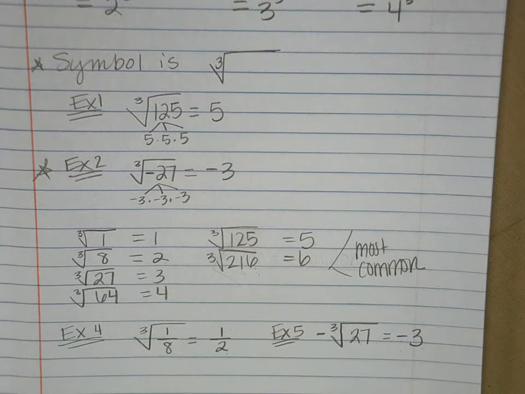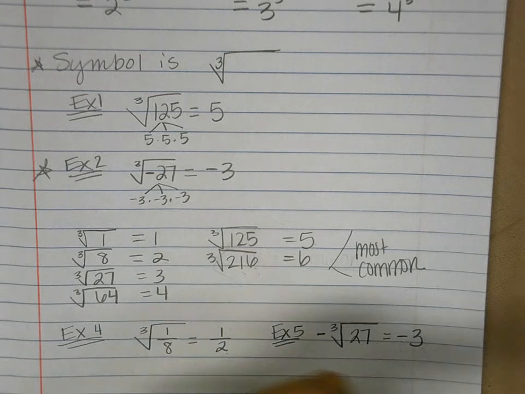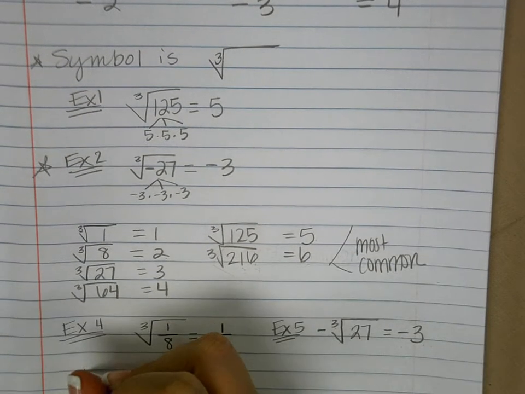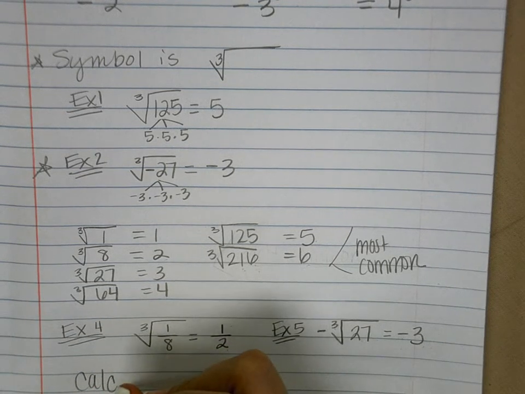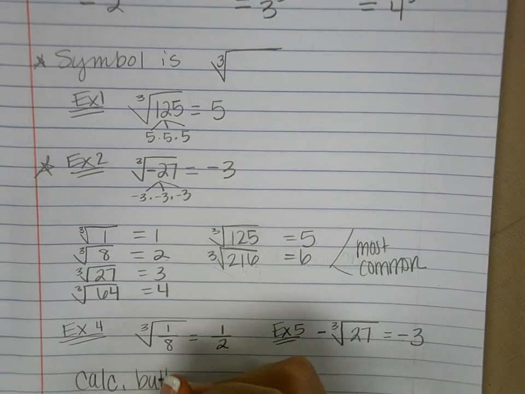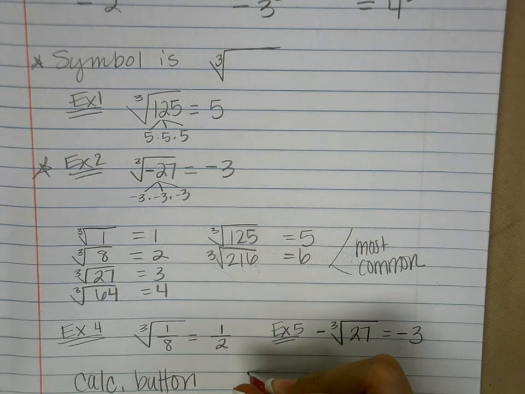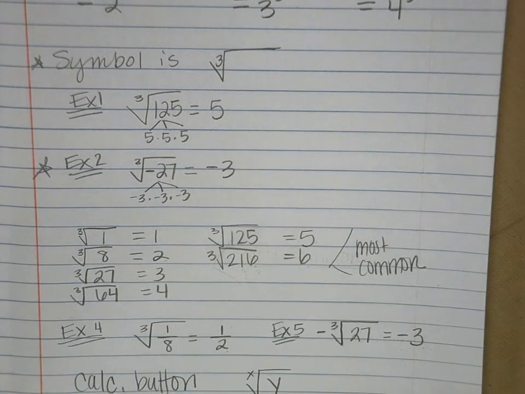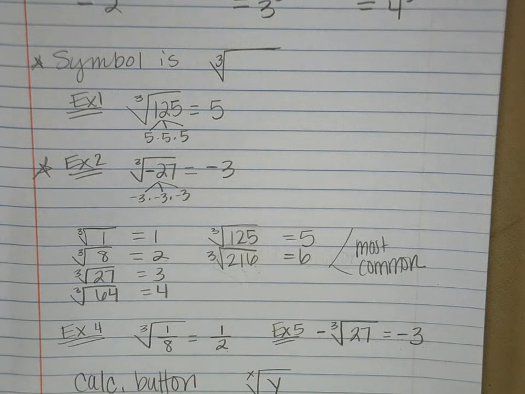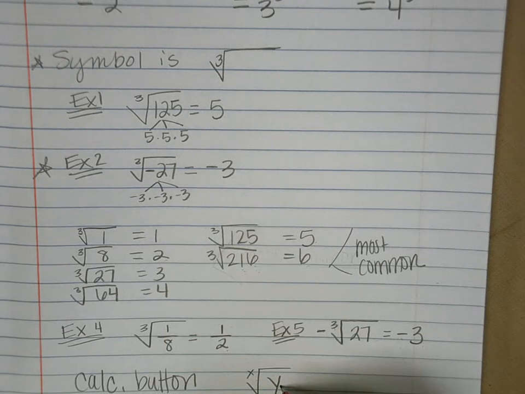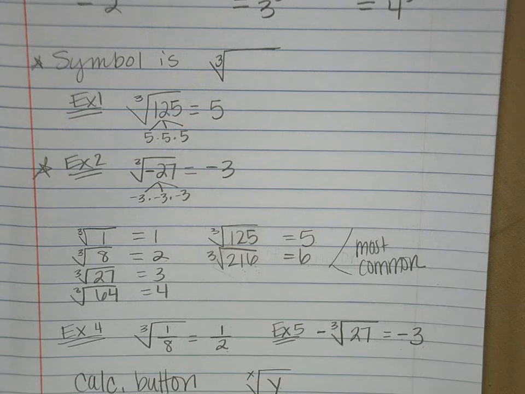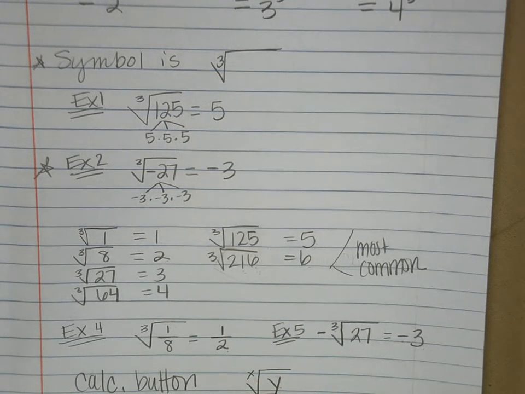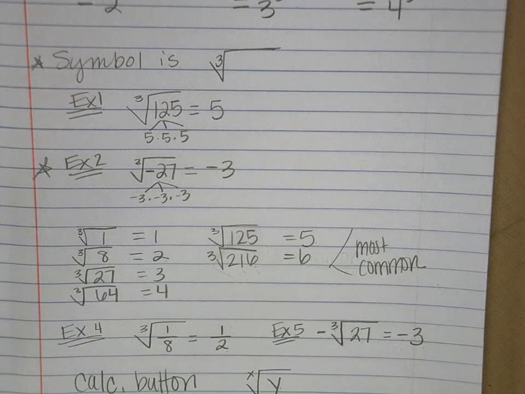On your calculators, you have a button. I know everyone has a little bit different calculator, but normally, I'm going to write this down for you, the button on the calculator, if you're not using the app, looks like this. Have you seen that button before? X to the 1 over Y. But you have to hit your second button to get there. It's above the other button of Y to the X.